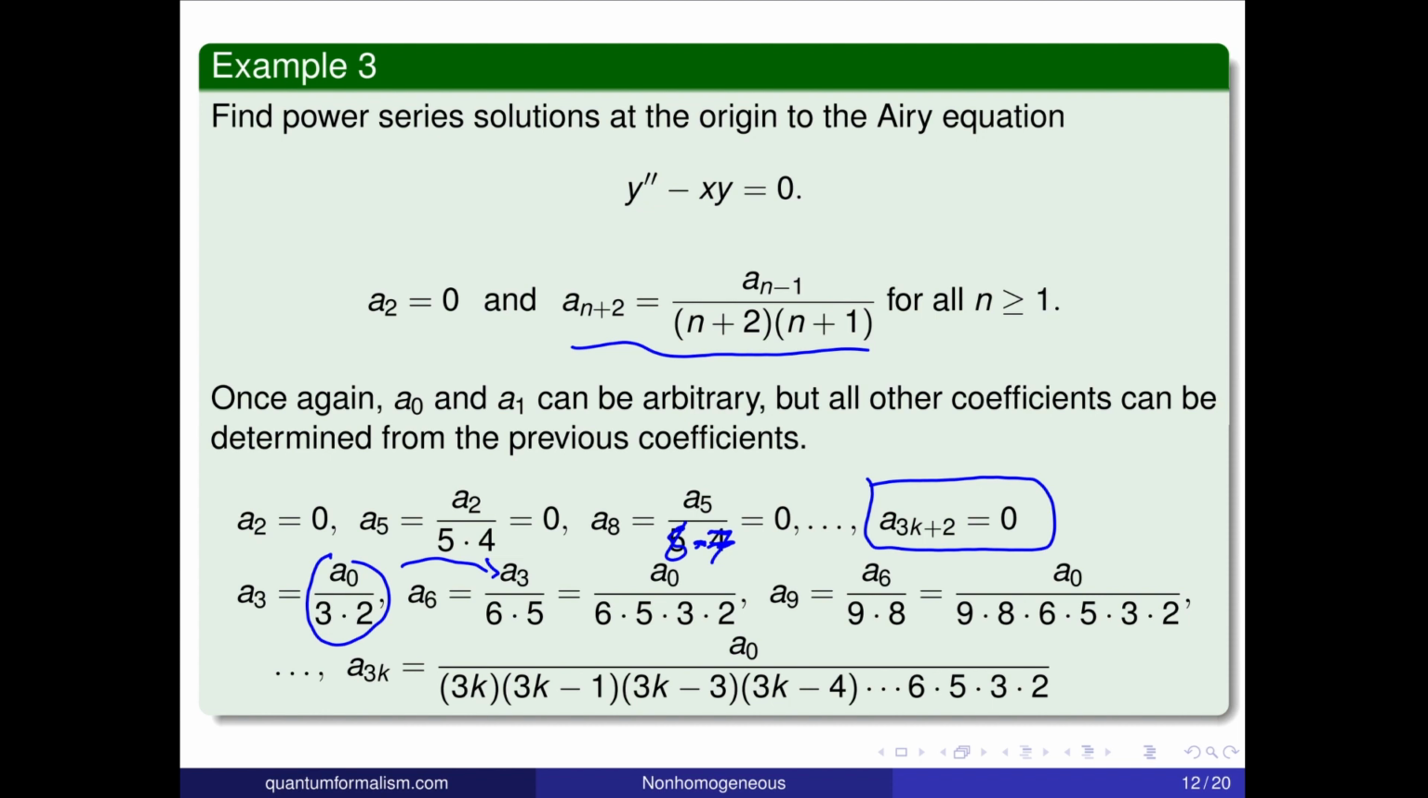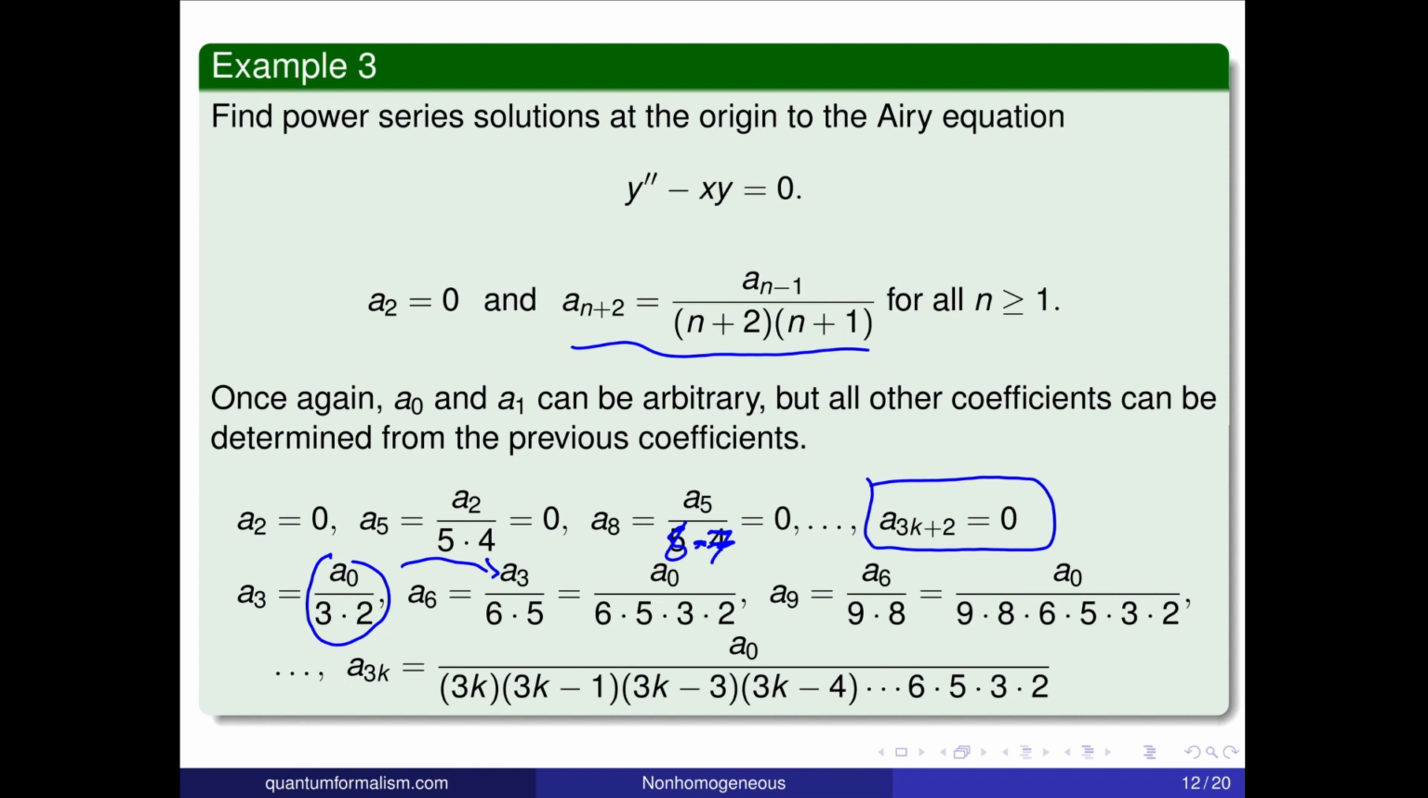And just missing a 4 wouldn't be a huge problem, except it's not just the 4 we're missing. We're going to continually miss a number every time, right? The next one will be A9, which should be A6 divided by 9 times 8. That's plugging n equals 7 into the formula. And so when we plug in our formula for A6 into that, we'll have A0 divided by 9 times 8 times 6 times 5 times 3 times 2. So now we're missing 7 as well. So you're missing 7 as well as 4, and there's just no nice name for that function that is multiplying 2 consecutive integers and then skipping 1 and then continuing that pattern.